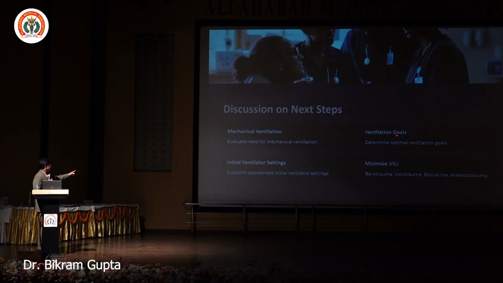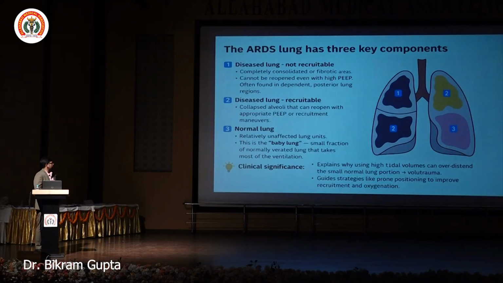So the discussion on the next step is mechanical ventilation. What should be the ventilation goal? What should be the initial ventilator setting? And the most important is how to minimize ventilator-induced lung injury. This is very important. If you are keeping a patient on the ventilator, you should take the benefit, but that is the second important one. Before that, you have to think about how to minimize the ventilator-induced lung injury. This is the most important one. Whenever you are putting a patient on the ventilator in ARDS cases, always try to minimize the ventilator-induced lung injury, and after that, you can take the benefit of the ventilator.